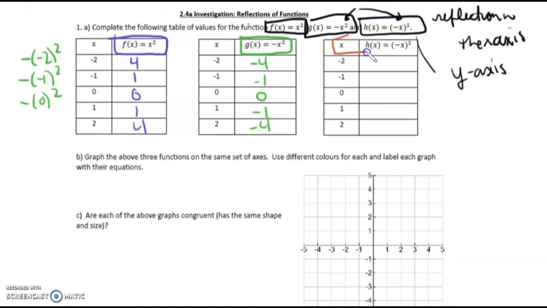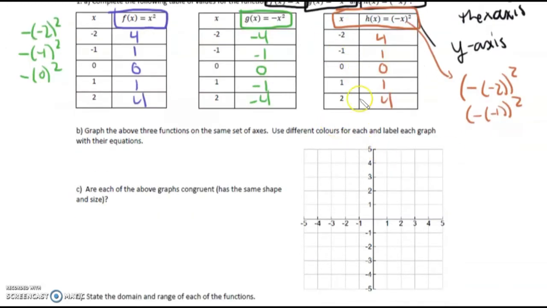And now if we took our x's and did a negative, so this would be like negative of negative 2 all squared, negative of negative 1 all squared, we would actually get the original. And I'll show you what that looks like on the graph.